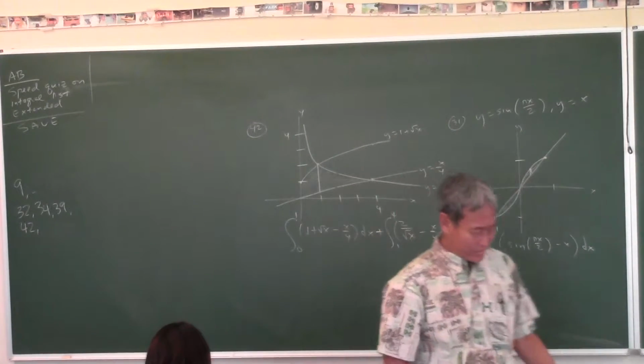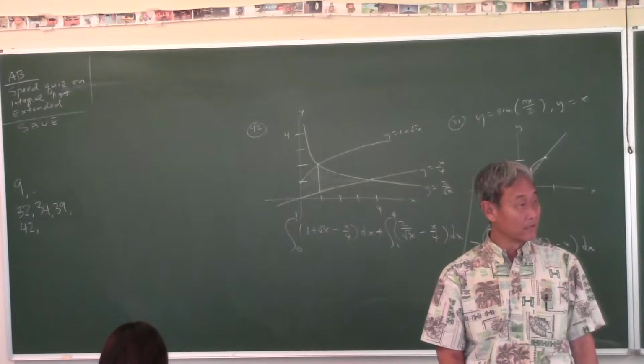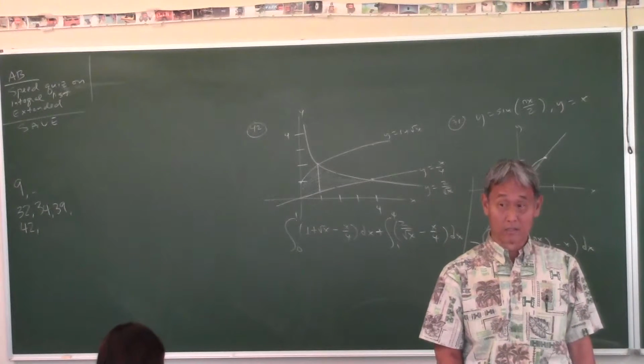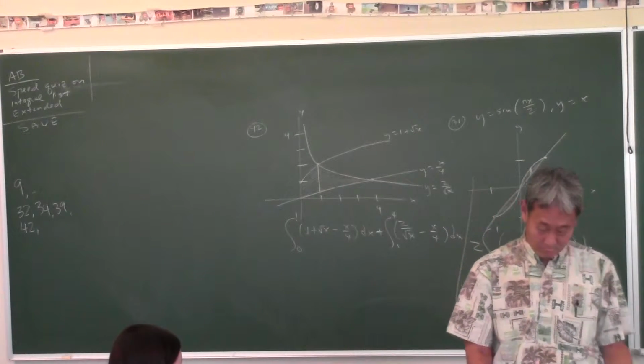Okay, and then can everybody do number 7 then? Yeah. You sure? And everybody got 3 decimal place accuracy. Okay. No problems there.